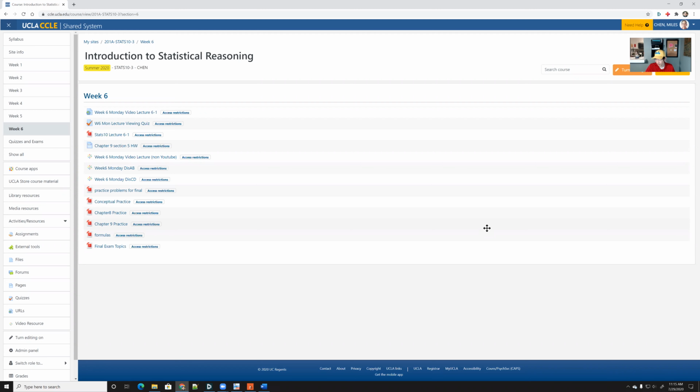Will you need R for the final? I don't have any R specific questions, but your calculations can be assisted by using R. You're not forbidden from using R, but I would say you can complete the final without using R at all. If you want to use R, you're allowed to.